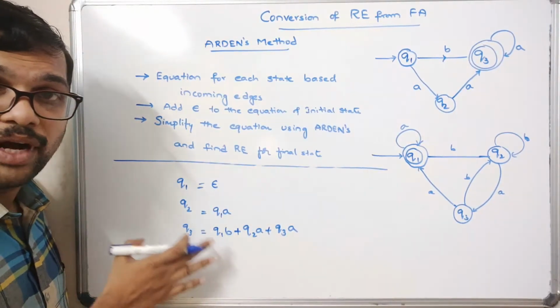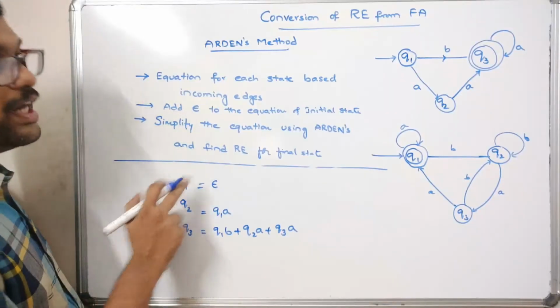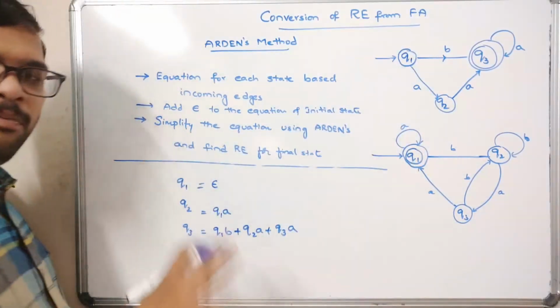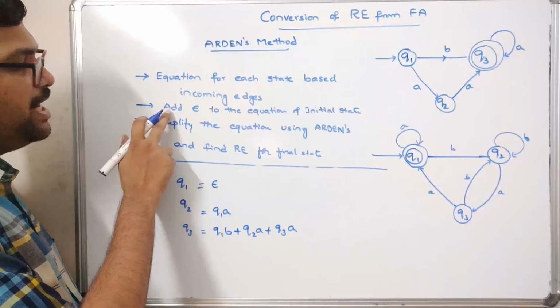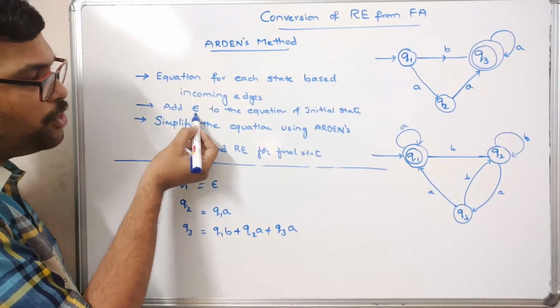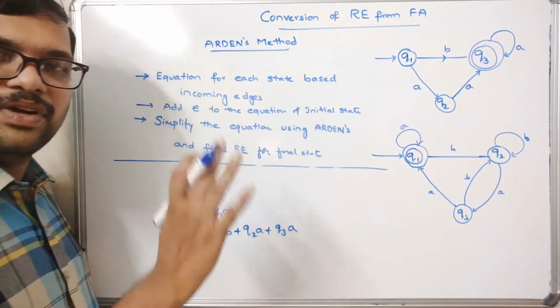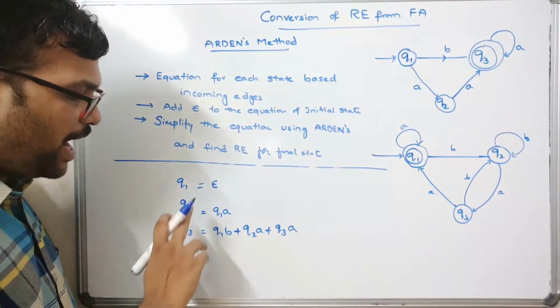Hope you understood how to write the equations, right? So Q1 doesn't have any incoming edge, so there is no equation. But from the second point, we need to add the epsilon to the equation of the initial state. Only for the initial state equation, we need to add the epsilon.